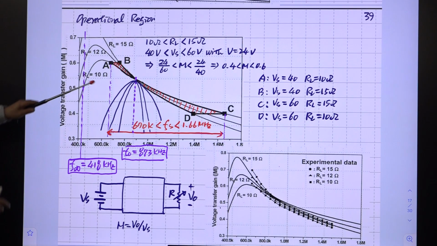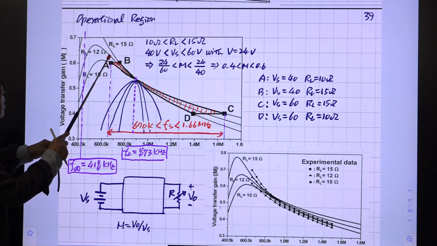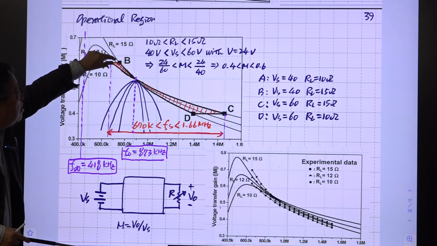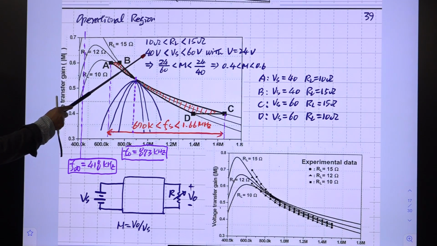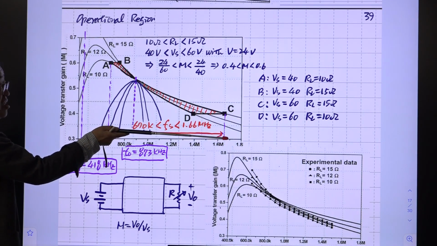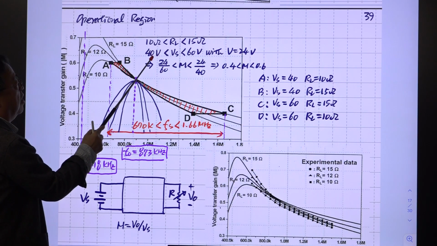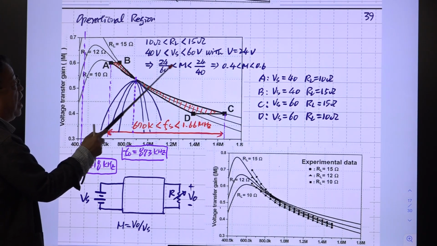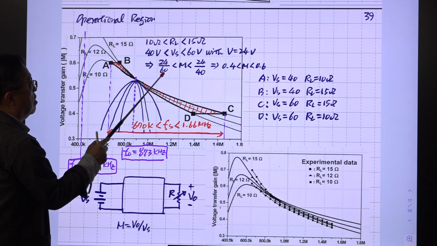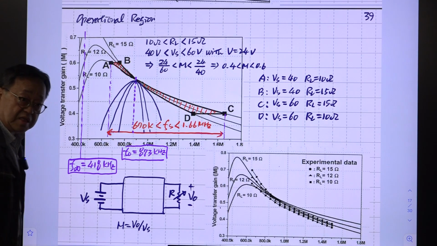So R is changing this much. Then we should consider this one and this one. At least two curves are necessary. And the input voltage is varying from 40 to 60 volt, and our output voltage is desired to remain constant at 24 volt. Then the voltage gain at the low line is 0.4 and at the high line is 0.6.